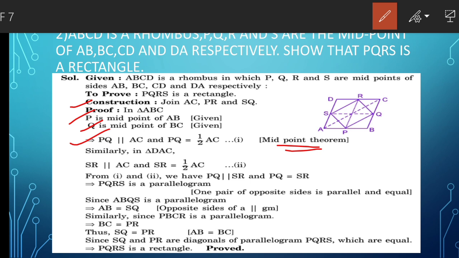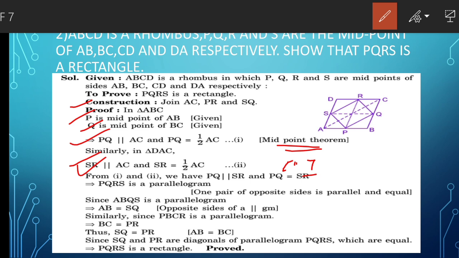Similarly, when we consider the top triangle, that is ADC, here S and R are the midpoints. So joining these midpoints, the line that we get is parallel to the third side of the triangle, that is AC, and SR is half of AC. This is also by using midpoint theorem.